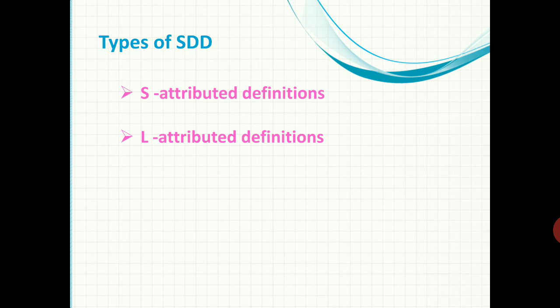In the case of L attributed definition, we can use both synthesized and inherited attributes, but we are placing some restrictions. That is, the value of a particular attribute is evaluated from its parent or its left sibling only. The translation rules are placed anywhere in the particular production. That is, on the right hand side, we can place the semantic rules anywhere. And the evaluation order is in order, or we can say topological sort.